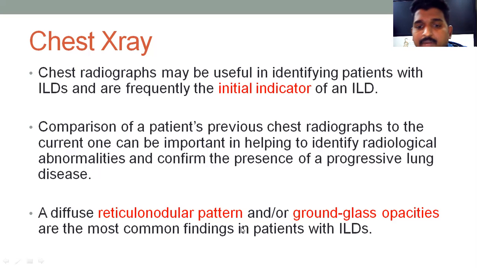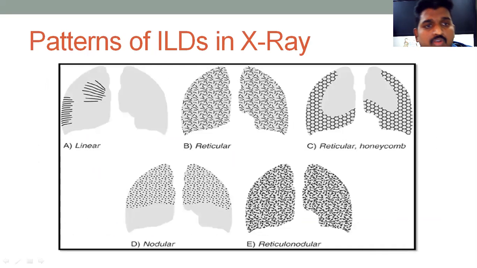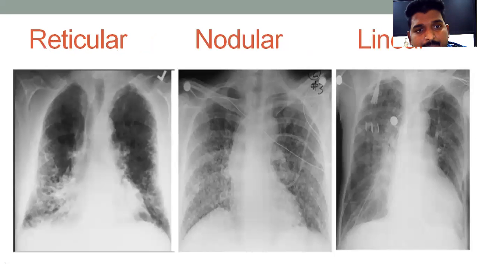A diffuse reticular pattern or a ground glass opacity are the most common findings in the chest X-rays of patients with ILD. These are the different radiological patterns that you see in a chest X-ray when you are dealing with a patient with ILD. As the name indicates, these are linear, line-like, lacy opacities seen in the patient's X-rays. Reticular opacities, reticular with honeycomb opacities, nodular shadows, reticular shadows. These are the different patterns of radiology that you can expect in a patient with ILD in a chest X-ray.